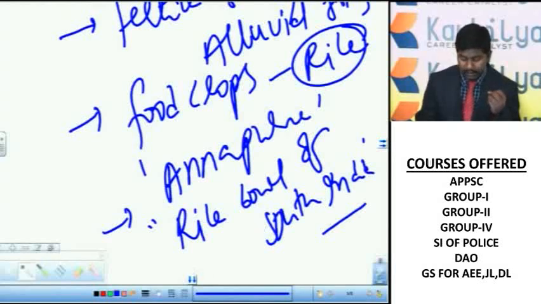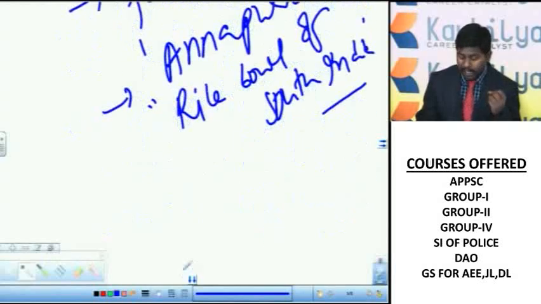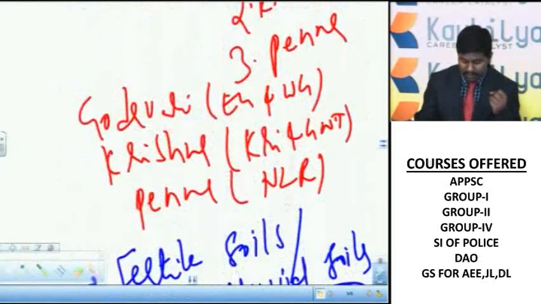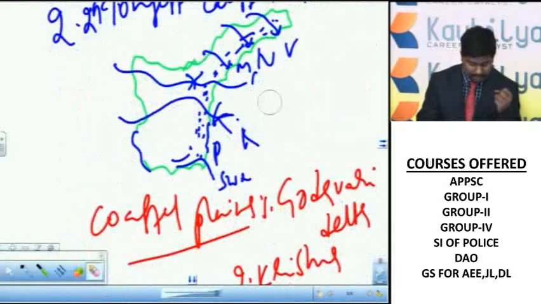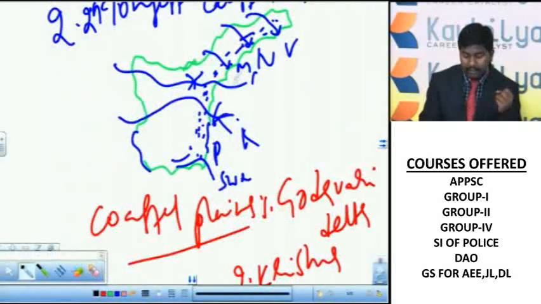Okay. Then along the coastal plains of Andhra Pradesh, you can find some important lakes. There are two important lakes. Here, in between the Godavari Delta and Krishna Delta, there is a lake called Kolleru Lake.